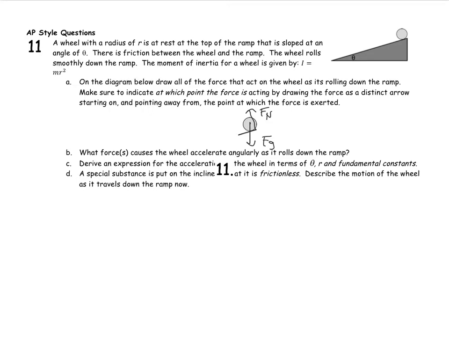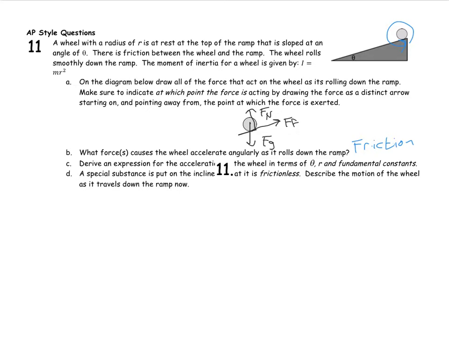And we're also going to have friction. So the wheel is going to be rolling to the left down the ramp, which means it's ultimately going to be rotating counterclockwise. And so we need some force causing that rotation. And in this case, it's going to be the force of friction going back up the ramp. So what force causes the wheel to accelerate angularly? That is going to be friction.